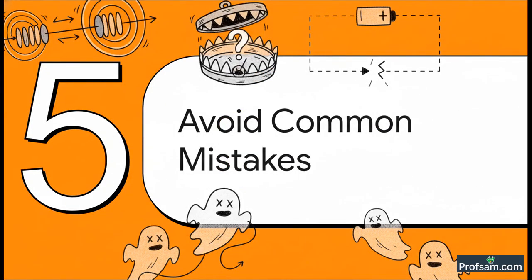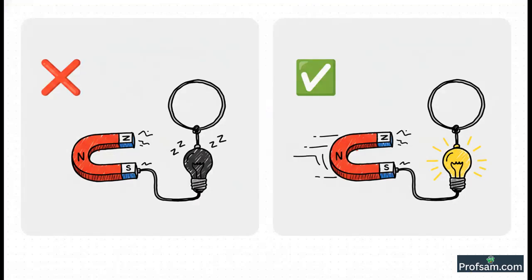Okay, this next part is extremely important for your exams. To avoid losing marks, we have to talk about some very common misconceptions. I call them silent killers because they can trap you. Let's make sure you don't fall for them. So many students make this first mistake. They think, oh, there's a magnetic field, so there must be a current. No, that is the wrong idea.